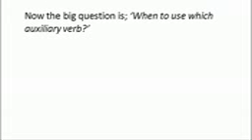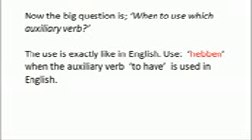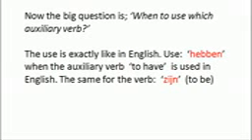Now the big question: when to use which auxiliary verb? The use is almost always like in English. Use hebben when the auxiliary verb to have is used in English, the same for the verb zijn. The only example I can think of is I'm hungry in English, where you use the verb to be, I am. While in Dutch you would say, ik heb honger, where you literally say, I have hunger. So where you use the verb hebben. But that's actually the only example I can think of.